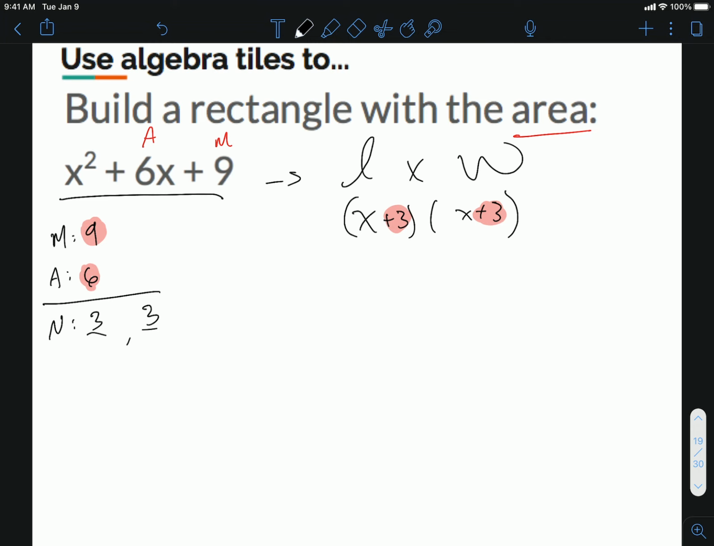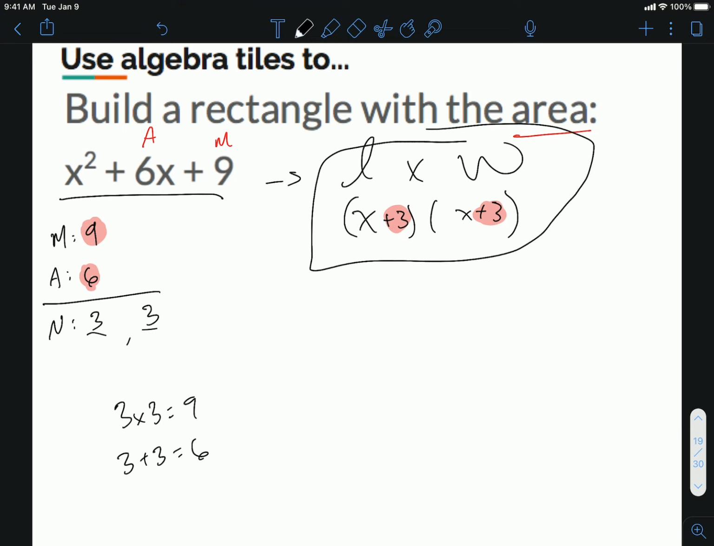Right? 3 times 3 is 9. 3 plus 3 equals 6. So instead of having to do this runaround of building the area all the time, because I'm going to give you, I don't know, might give you 4 of these questions on a test, right? You don't have to build these all the time.